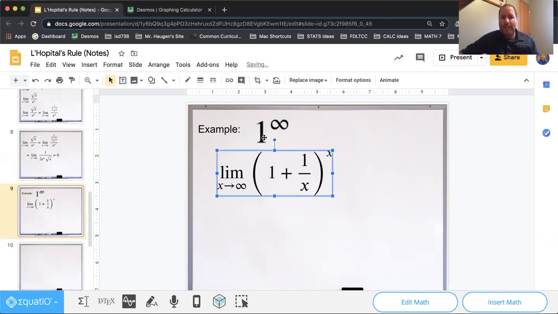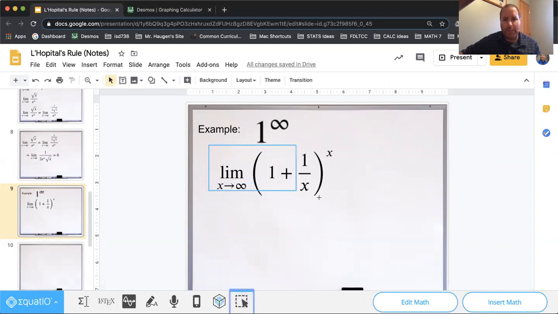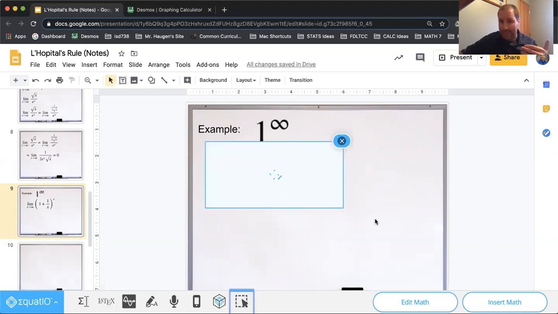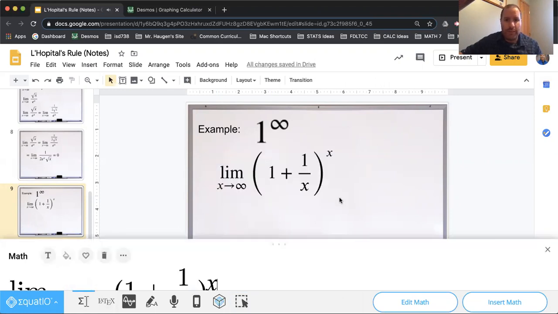So the idea on this, when we have 1 to the infinite power, or 0 to the 0 power, is we're going to use natural logarithms in order to help us out with that, right? That's what we're going to do here. So let's edit this equation here.